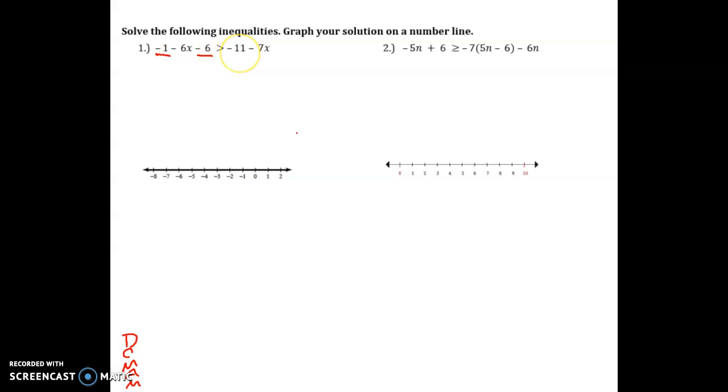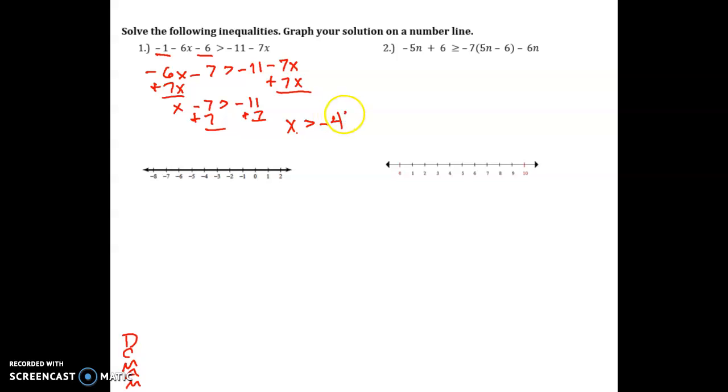So -1 and -6 would be a -7. We would end up with -6 minus 7 is greater than -11 minus 7x. When we move the variable to the other side, we're going to add 7x to both sides. When we do that, we get x minus 7 is greater than -11. We then add or subtract the constant, and our final answer is x is greater than -4.